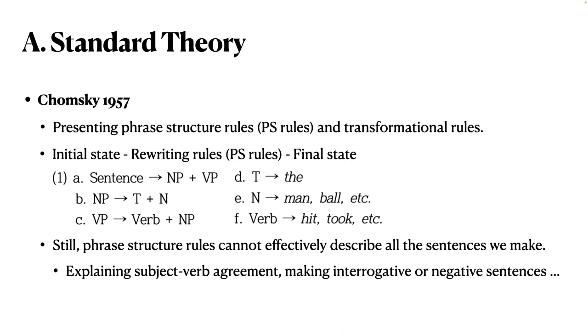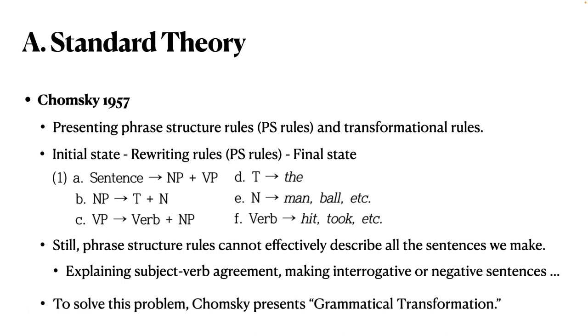However, there is a limit to effectively explaining the almost infinite number of sentences we produce only with PS rules. For example, in order to explain the agreement between subject and verbs, or to explain interrogative or negative sentences only through PS rules, a number of complex rules must be introduced, and each rule must be considered one by one to determine when these rules should be applied. To address this, Chomsky introduces a new concept called grammatical transformation.